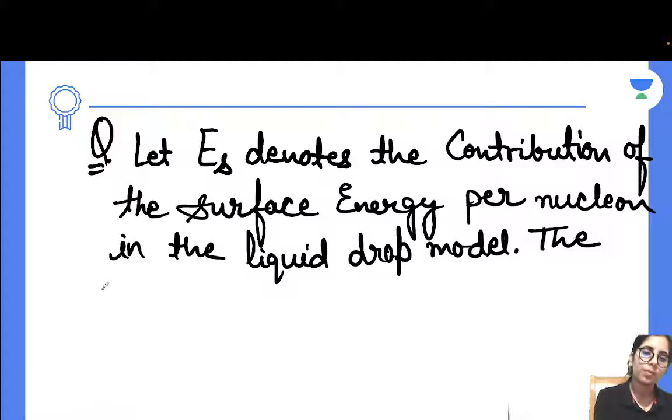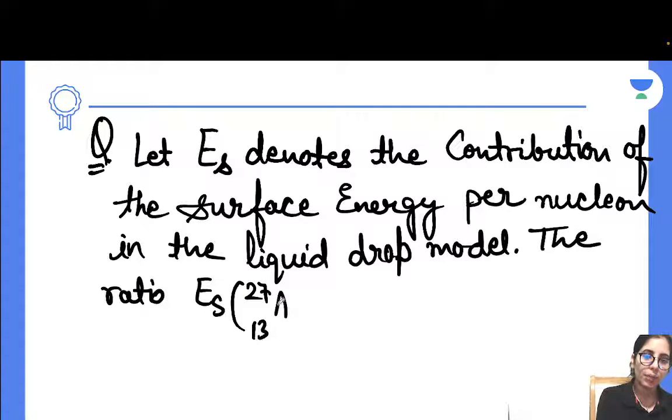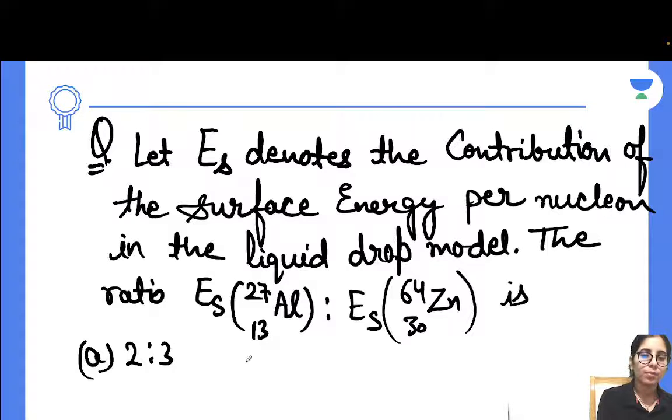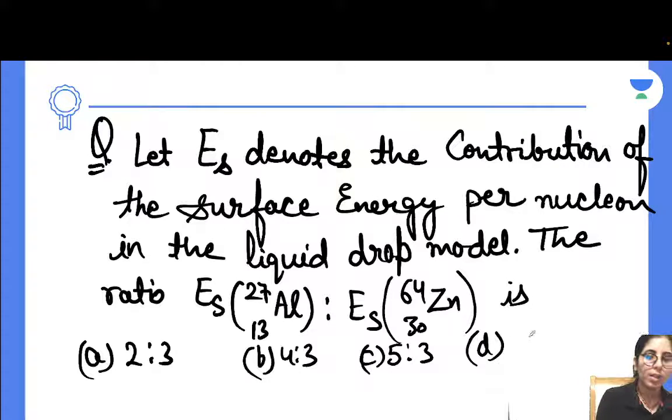The ratio, which is ES for 27 13 aluminium, to ES for 64 30 zinc, on the other hand. The options are 2:3. The next one is 4:3. The next one is 5:3. The next one is 3:2.